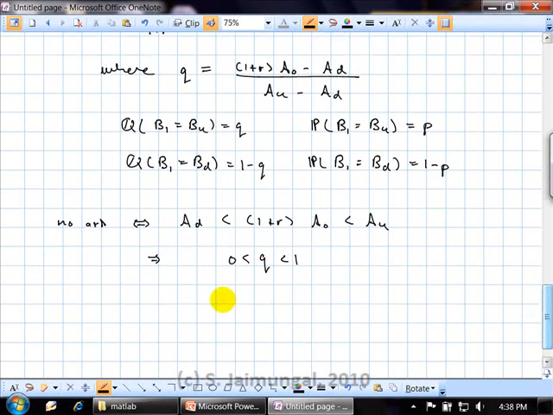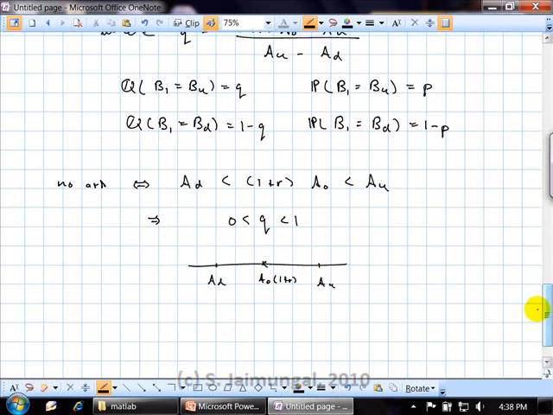Well, if I just sketch a little diagram here, you'll see it very easily. The same one I had before. That's A_U, that's A_D, this is A0 times (1 plus R). Right, that's what the inequality tells me, right? They're ordered in this way. And clearly, Q is the ratio of the distance above to the distance below. Right, it's that ratio. That ratio is clearly smaller than 1. It's also clearly positive because it clearly doesn't equal 1 and it doesn't equal 0 because the inequality is strict.